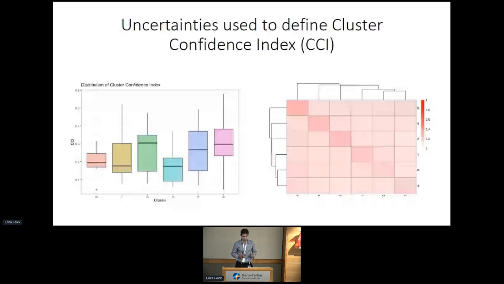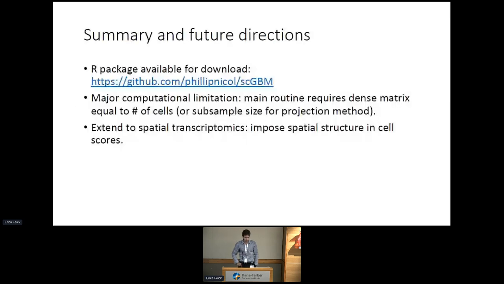Then when you apply it to some purified immune cells and see what the CCIs are, now they're much closer to 1, which makes sense because in this case, we know there are real clusters in this data. So it's telling us we should be very confident, for example, that the B cells are a biologically distinct population. It's available. You can download this on GitHub.